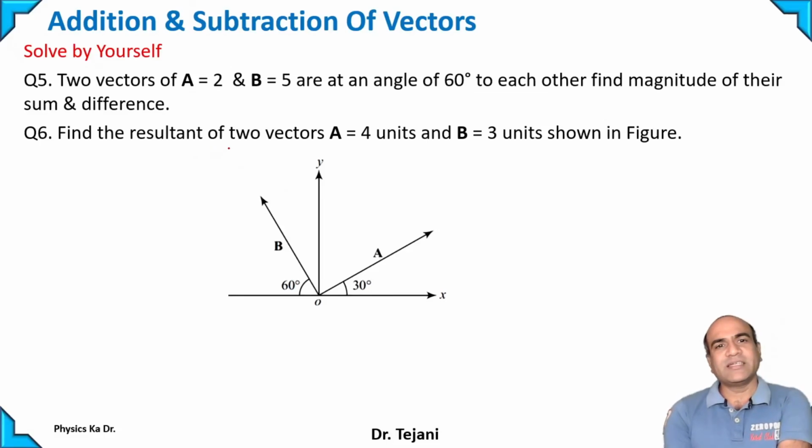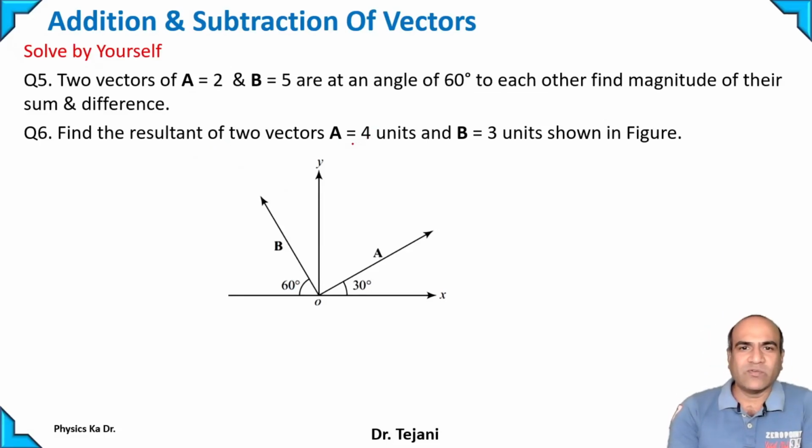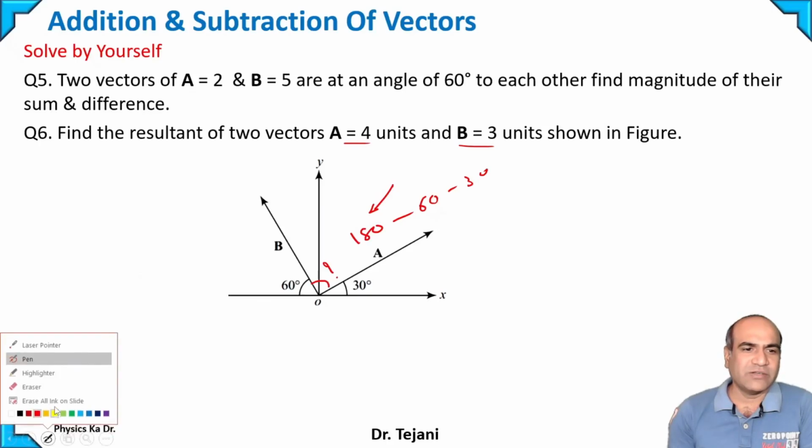Second is find the resultant of two vectors. A is 4, B is 3, and from the figure, right? From the figure we need the internal angle. What should the internal angle be? You know that 180 minus 60 minus 30. I think this hint is sufficient for you. Solve this.